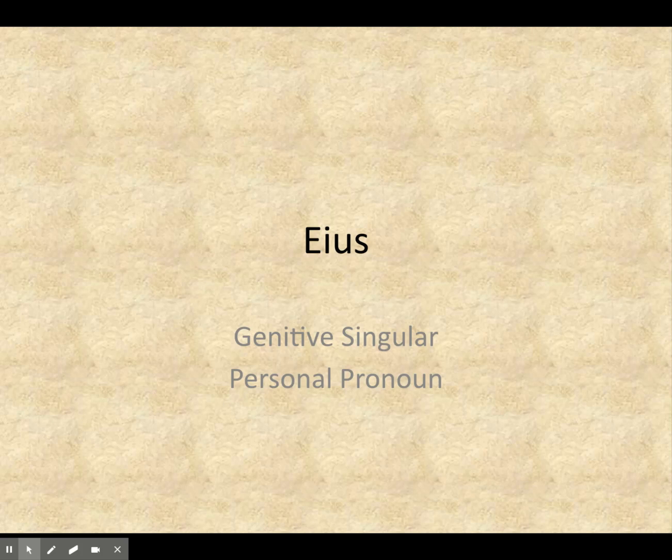So we're going to do the exact same thing. I'll read you a sentence. I'll ask who the subject of the sentence is, where the item is that we're interested in. And then I'll ask you who the owner of the item is, cuius. All right.